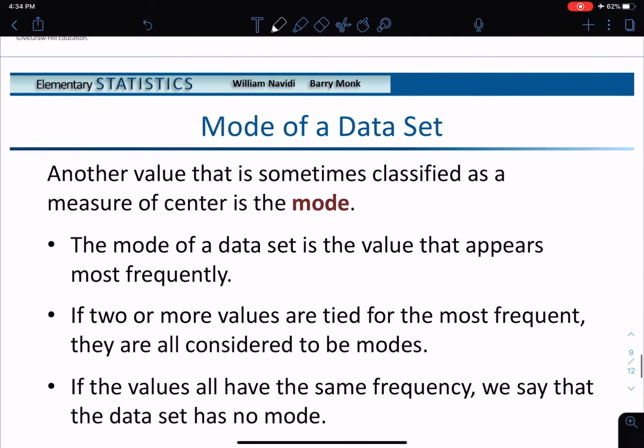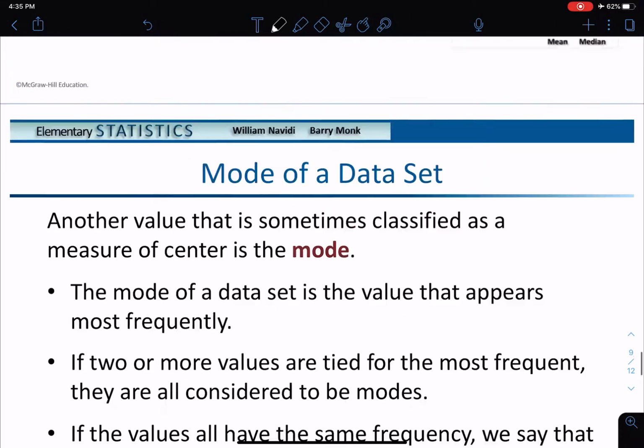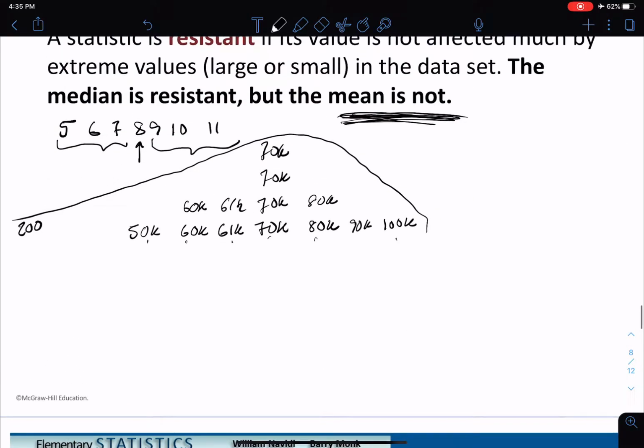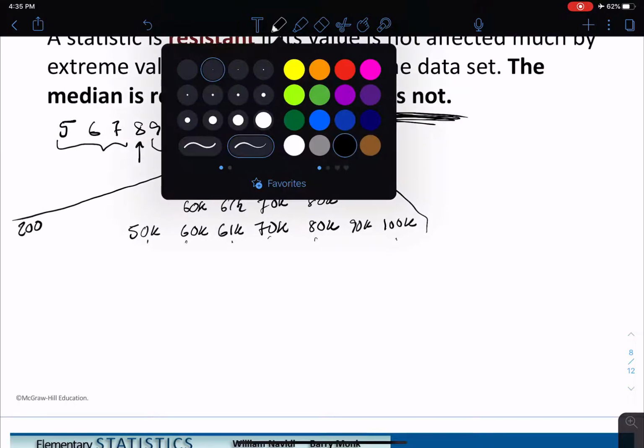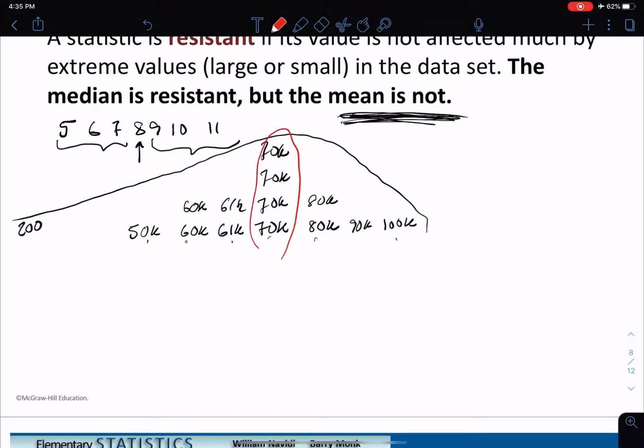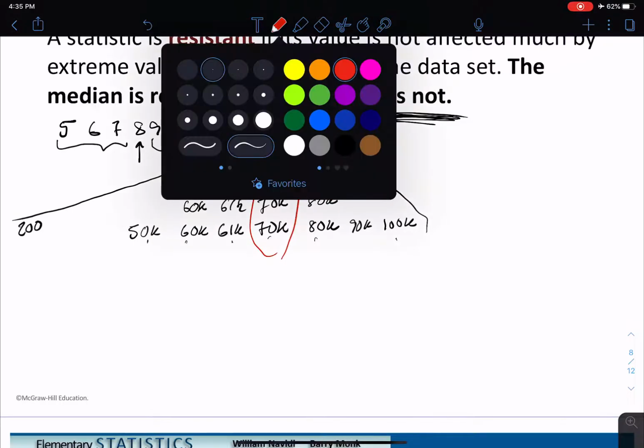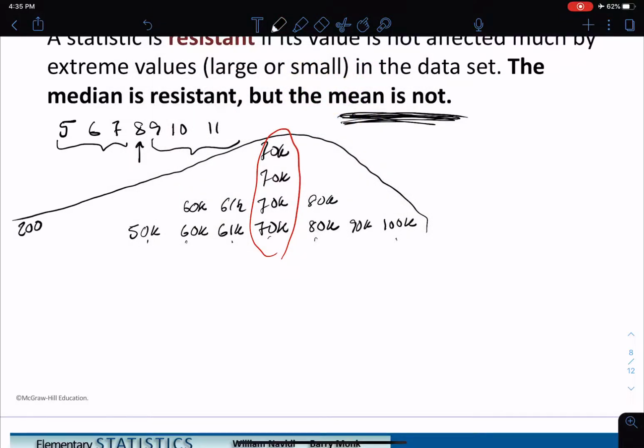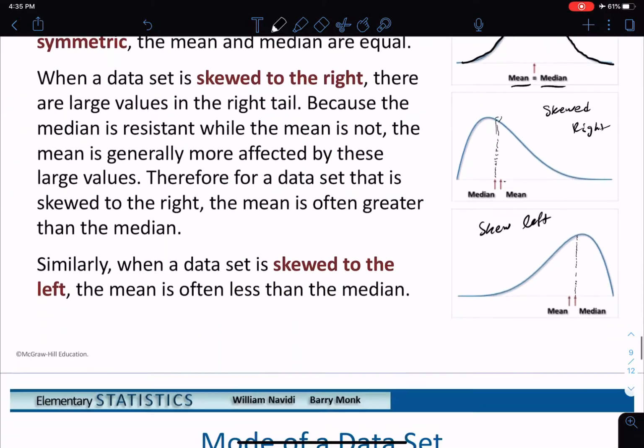Okay, mode of a data set. Another value that is sometimes classified as a measure of center is the mode. It says the mode of a data set is the value that appears most frequently. Okay, so back here, if we're looking at the data, the actual mode of this data set would be 70,000 because it appears most frequently, or has the most copies. There are 1, 2, 3, 4 people with a salary of 70,000 there. So that is the mode.